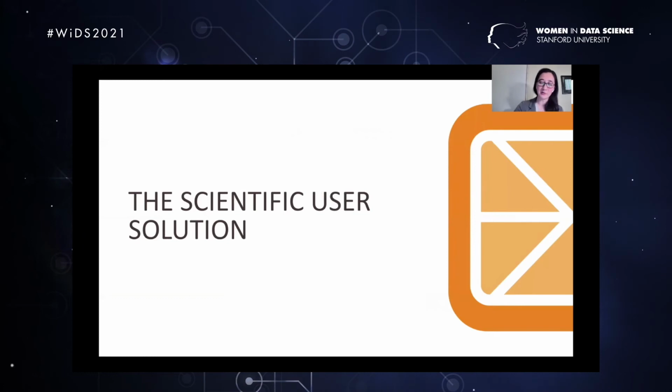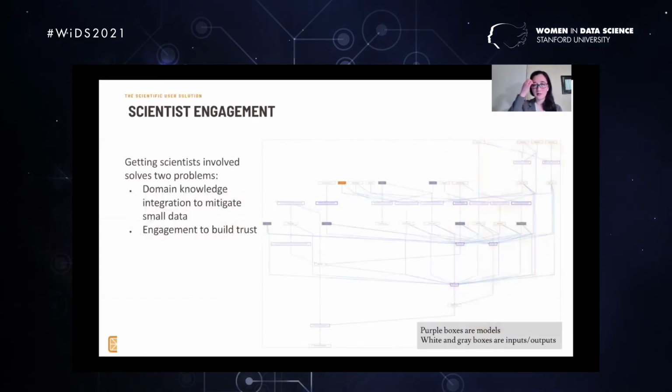So how do we go about that? The first approach might seem obvious, but it's just to get the scientist involved early and often. And getting the scientist involved solves two different problems. The first one is domain knowledge integration to mitigate small data. So if you get the scientist involved, they can use their expertise to try to make the machine learning models more accurate by embedding their domain knowledge. And that helps them overcome the fact that they may not have that much data.